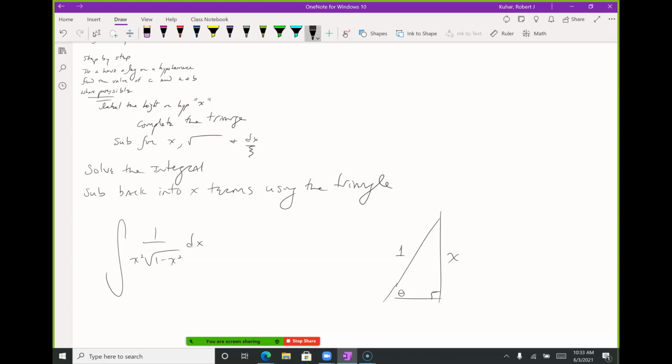But if you can imagine here what trig works for theta, just with my two sides here, what trig works with my theta here? What trig do I have present right now? Sine. Yeah, sine. So sine of theta is x over 1, right? And that's nice to integrate.